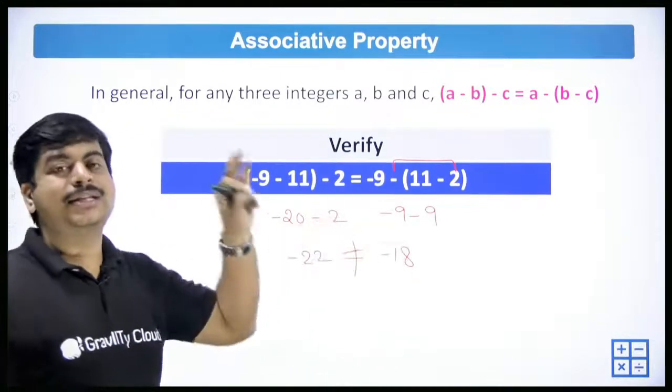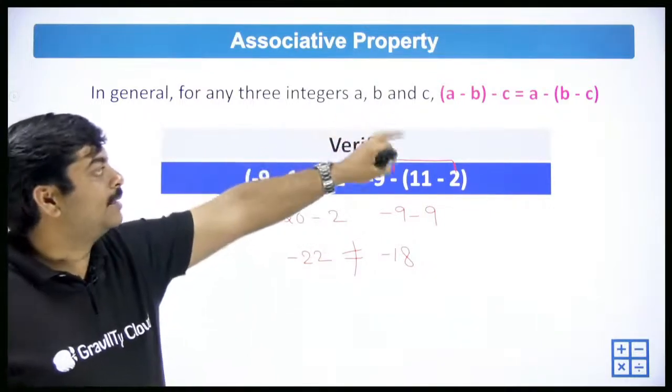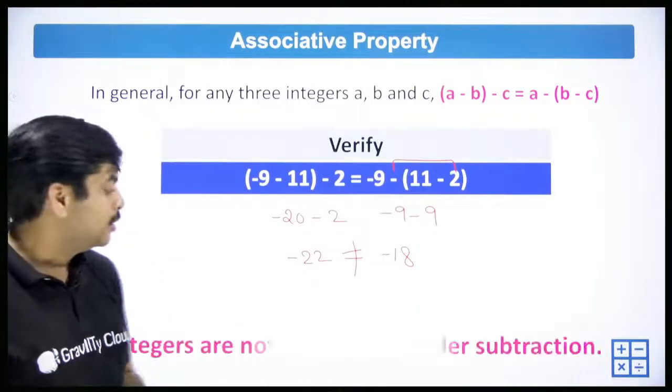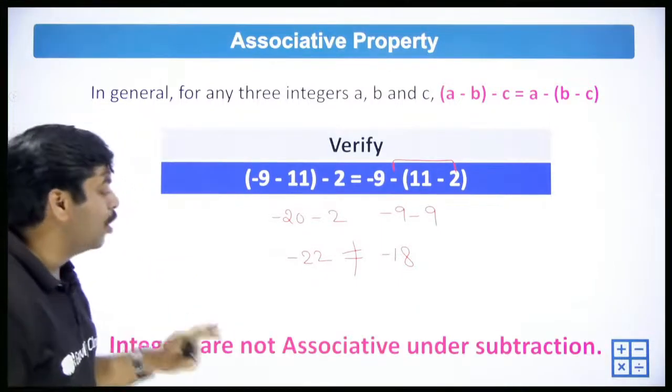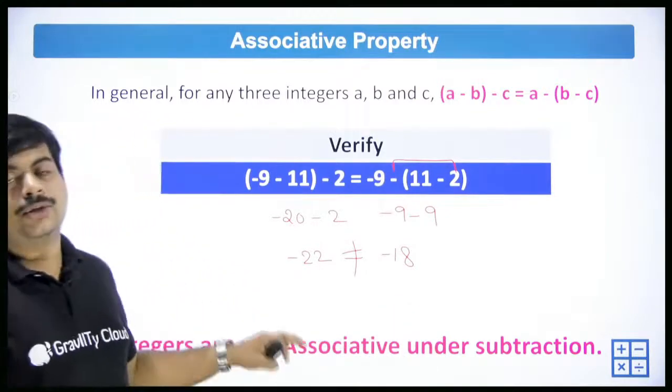So we can say that these two are not the same: (a - b) - c and a - (b - c). These two are not the same, right? So we can say that integers are not associative under subtraction.